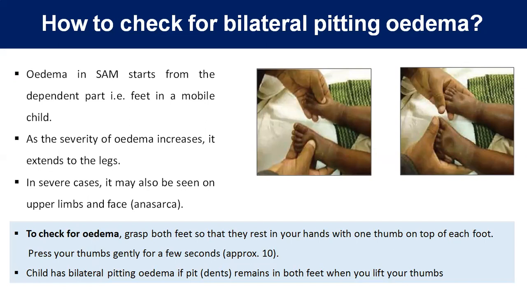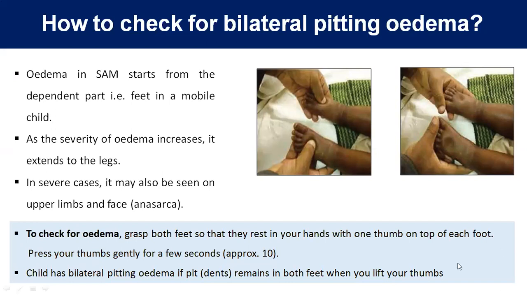To check for edema, what we have to do is grasp both feet so that they rest in our hand with one thumb on top of each foot and press gently for a few seconds, approximately 10 seconds. As demonstrated in the picture, the child has bilateral pitting edema if pits or dents remain in both feet when we lift up our thumbs.